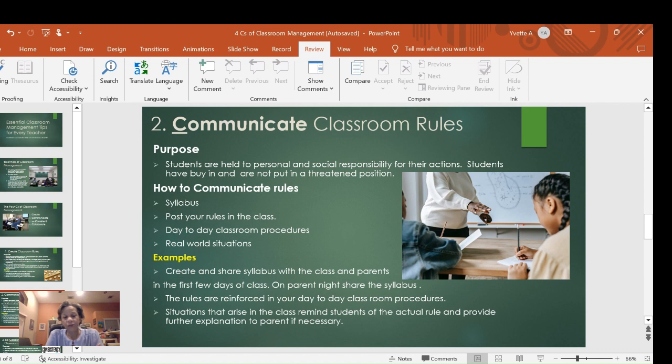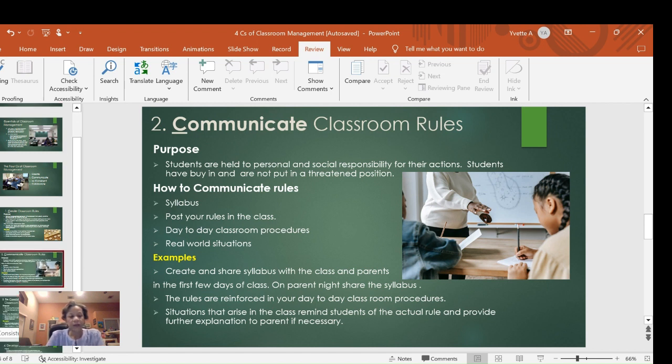Don't feel like you're being redundant, or like you shouldn't be saying it again, or feel frustrated that you have to repeat it. After a while, the rules become second nature to the students, so they won't even think about it anymore or realize that you're communicating that rule, because it becomes part of who they are in the classroom. So that's our second C: communicate.